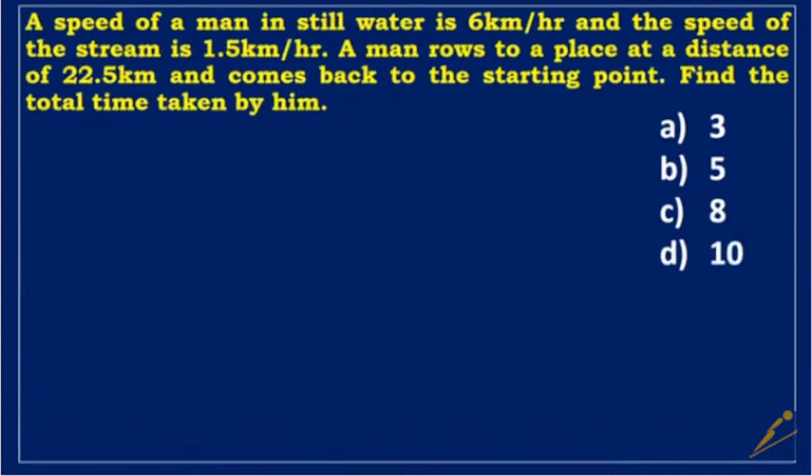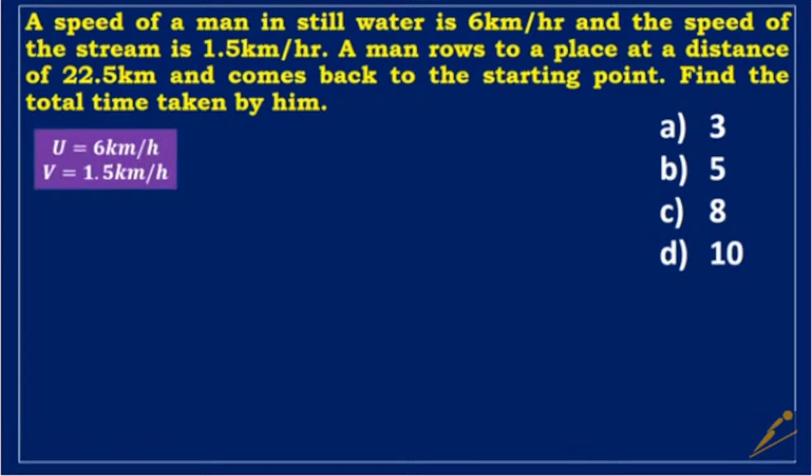Example 2. The speed of a man in still water is 6 km per hour and the speed of the stream is 1.5 km per hour. A man rows to a place at a distance of 22.5 km and comes back to the starting point. Find the total time taken by him. The speed of a man in still water, U, is 6 km per hour.